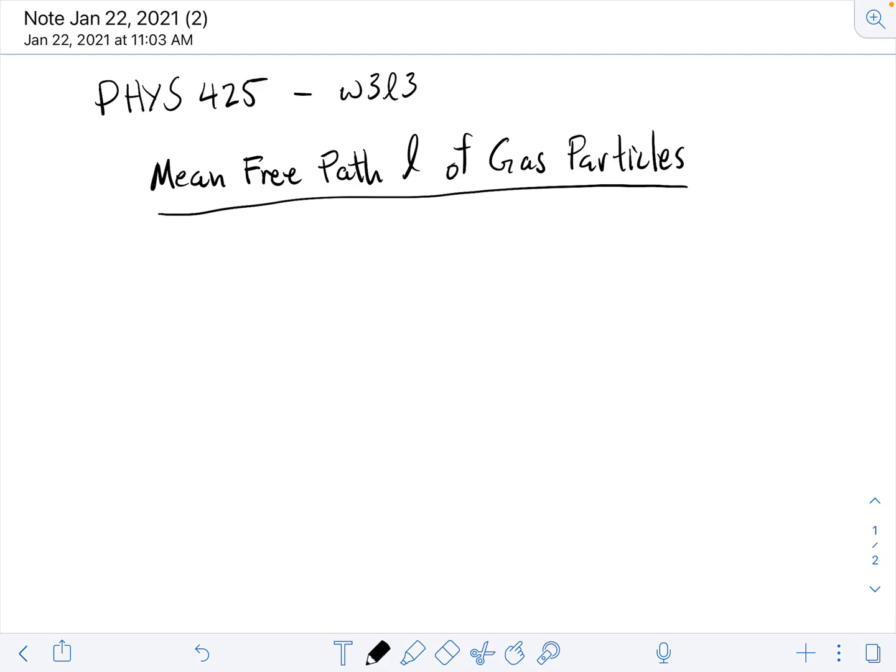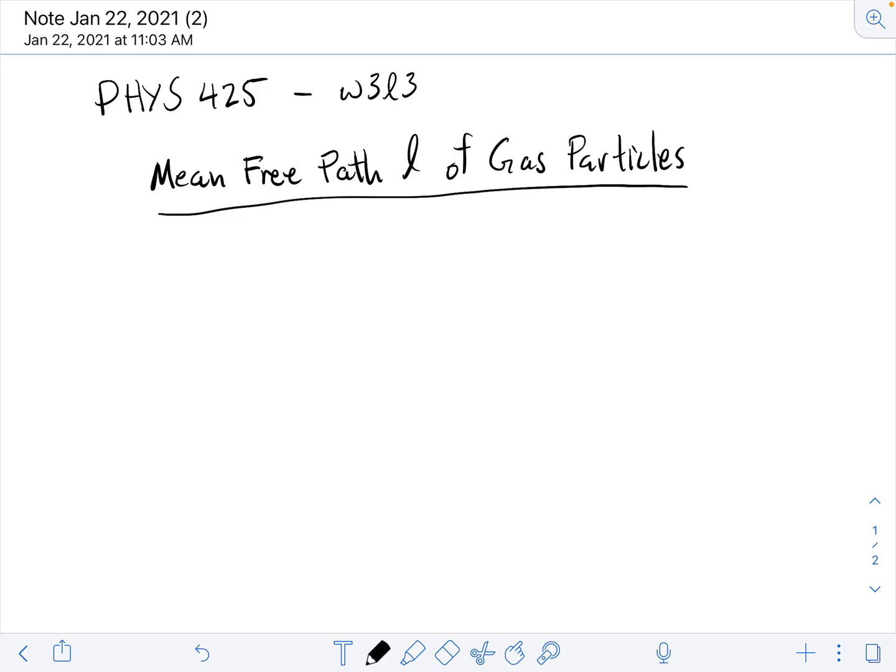What we've been talking about in the last video was transfer of heat between surfaces at two different temperatures via radiation. And so in that process we didn't require anything between these two surfaces. It could be a perfect vacuum and there's still going to be some radiative heat transfer.